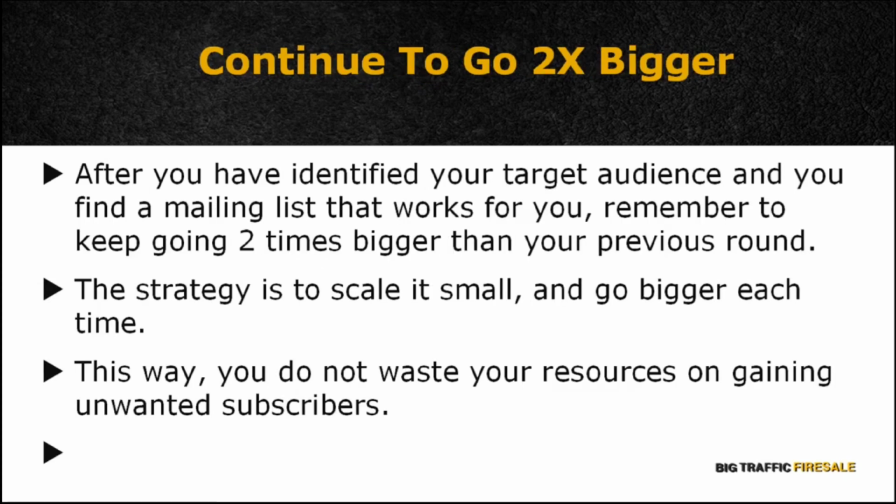After you've identified your target audience and you find a mailing list that works for you, remember to keep going 2 times bigger than your previous round. For instance, if you purchase 50 subscribers on a list and it works for you, continue with 100 subscribers for the next round. Continue to do the same each round until you have accumulated your ideal list for your advertisements. But always remember to not drastically go for a huge solo ad if you're relatively new to the scene. The strategy is to scale it small and to go bigger each time. This way, you don't waste your resources on gaining unwanted subscribers.